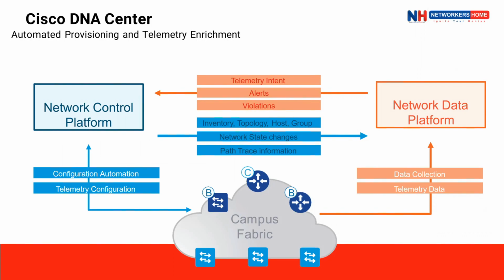Now this is what exactly is done or captured. So if you see, this is the actual campus fabric, the data collection and the telemetry data. Telemetry data is nothing but the live data: how the communication is happening, the syslogs, the SNMP data. It is all captured by the NDP, or you can call it the assurance engine.